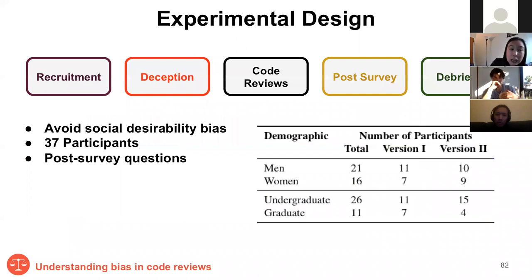In this study, we use deception to avoid social desirability bias. Basically, we told all of our participants that some of the pull requests were generated by machines, but actually, all of them were written by humans. Also, we did not reveal the actual research goals until we debriefed them at the end. But before debriefing, we asked them questions like, how do you compare the machine-generated code with human-generated code? Did you recognize any behavior difference between women developers and men developers?